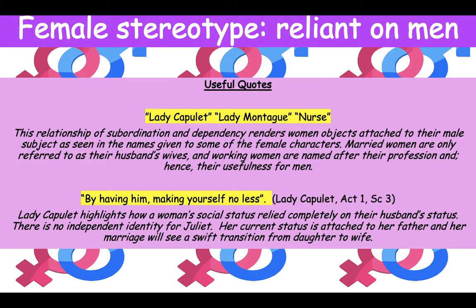And then look at how Lady Capulet speaks to Juliet in terms of marrying Paris. She says, "By having him, making yourself no less." In other words, if you marry him, you will make yourself better in terms of social status. So here she highlights how a woman's social status relied completely on their husband's status. There is no independent identity for Juliet. Her current status is attached to her father, and her marriage will see a swift transition from daughter to wife, and therefore her husband's social status becomes her own social status.